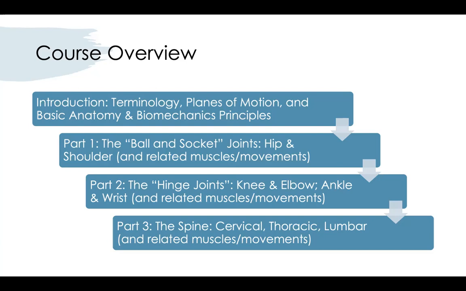And then part 3, we're going to save the best for last, so the spine. So it's a little bit more complicated, but we can still talk through the different areas of the spine. Cervical spine, which is the neck, the upper back, the thoracic spine, and the lumbar spine, the low back. And that'll conclude our time together through this anatomy and physiology or biomechanics journey.